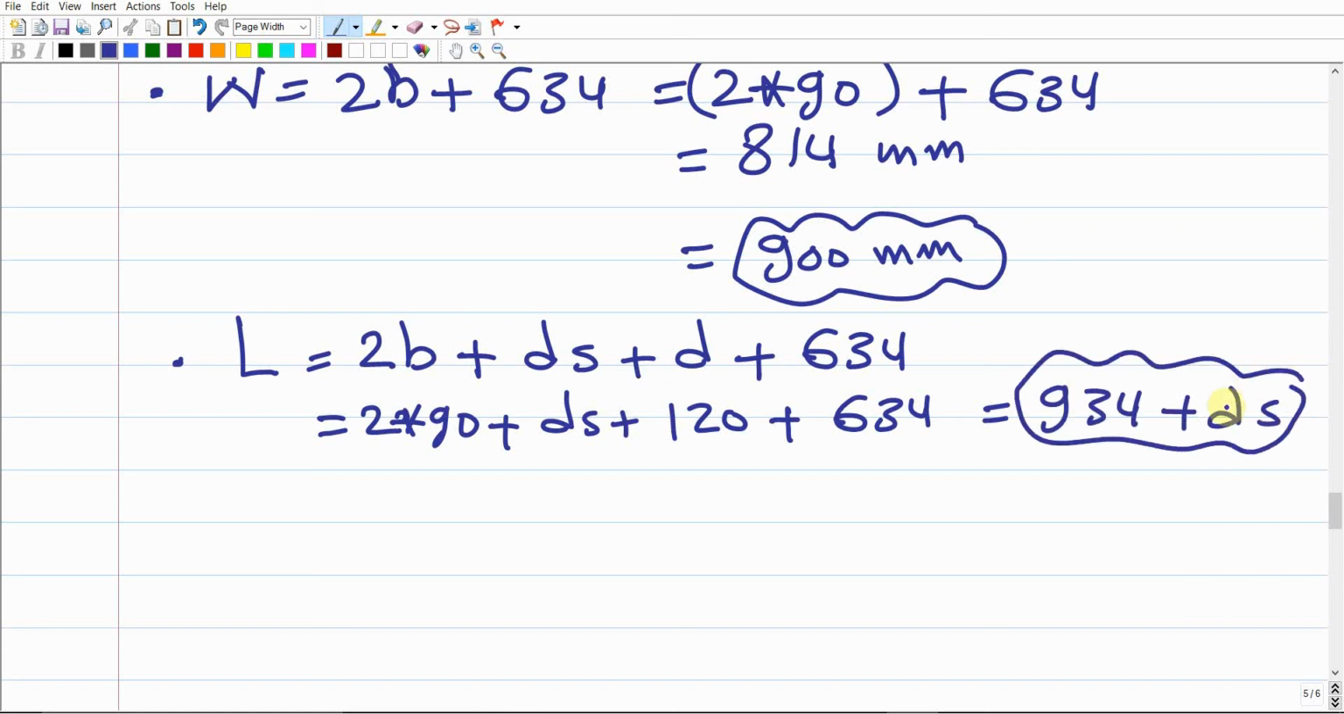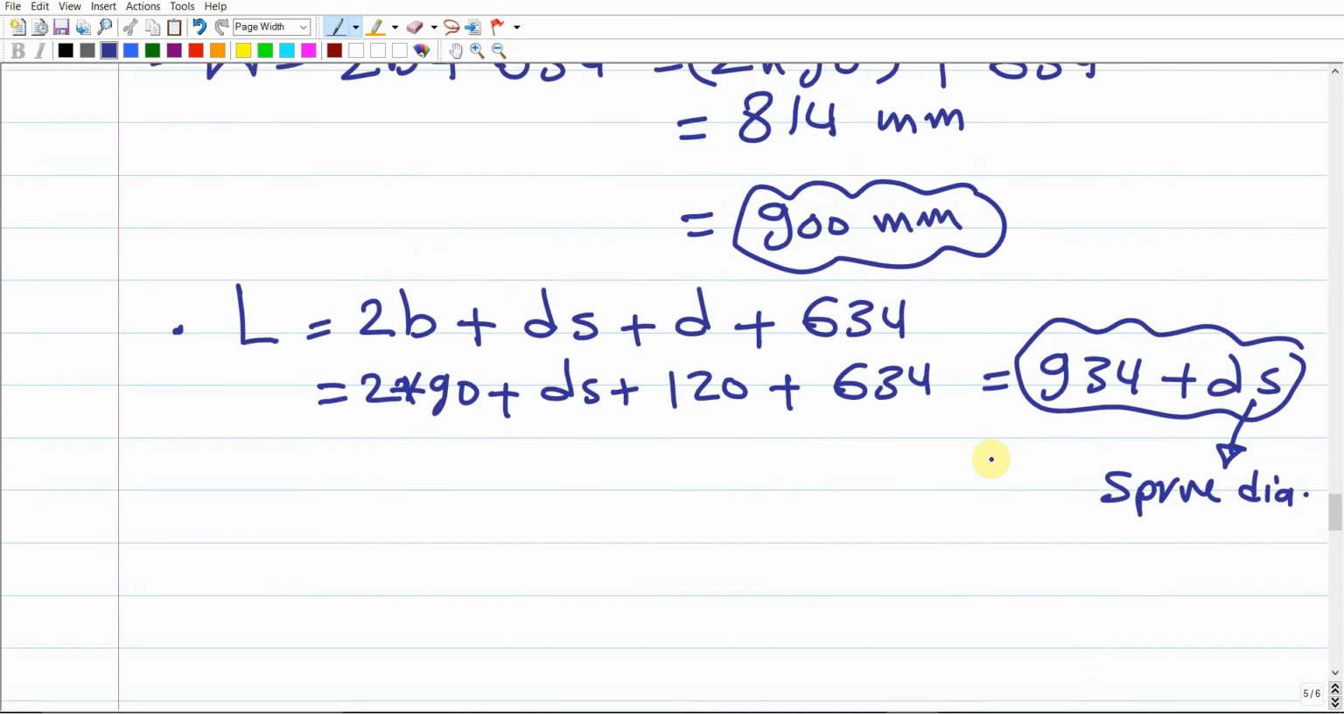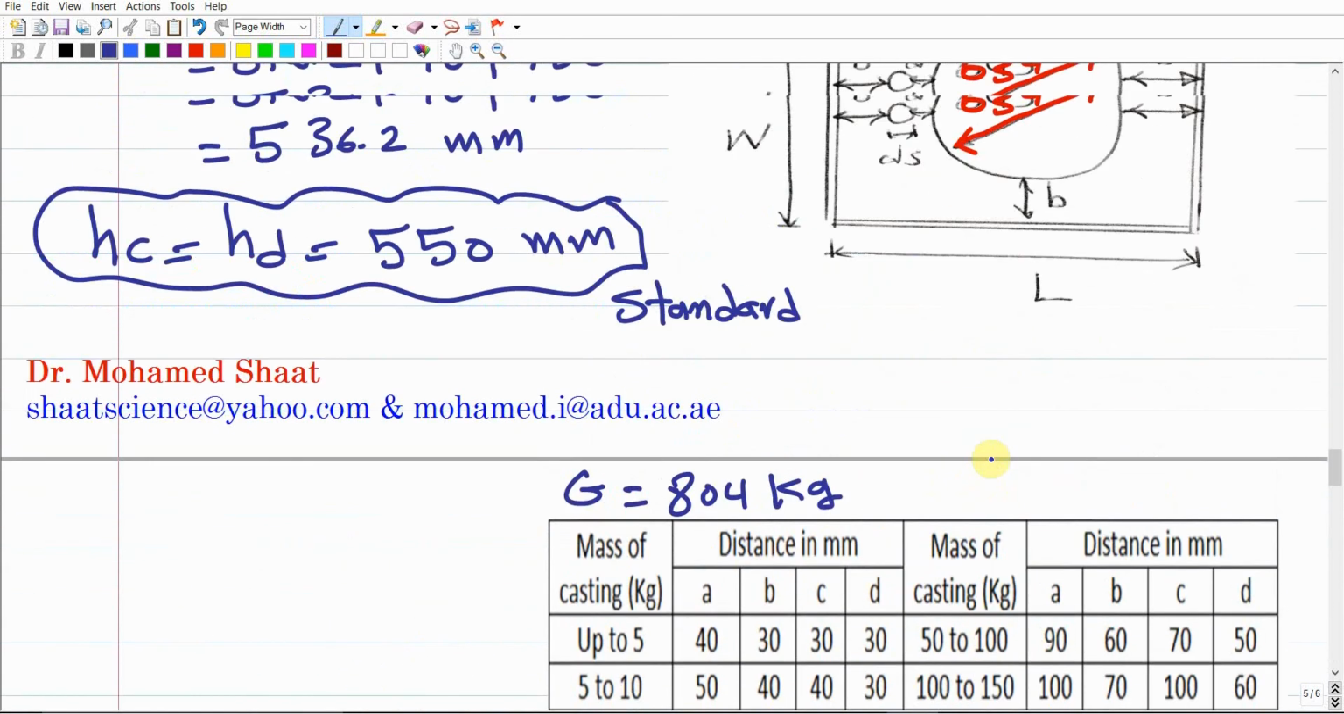We said that in this step, we're gonna find the length of the flask in terms of the diameter of the down screw. This should be the sprue diameter. We're gonna find this length in terms of the diameter of the down screw. Then once we finish the calculation of the down screw diameter, we're gonna plug it here to come up with the length of the flask. Make sense? So, that's it for this step.